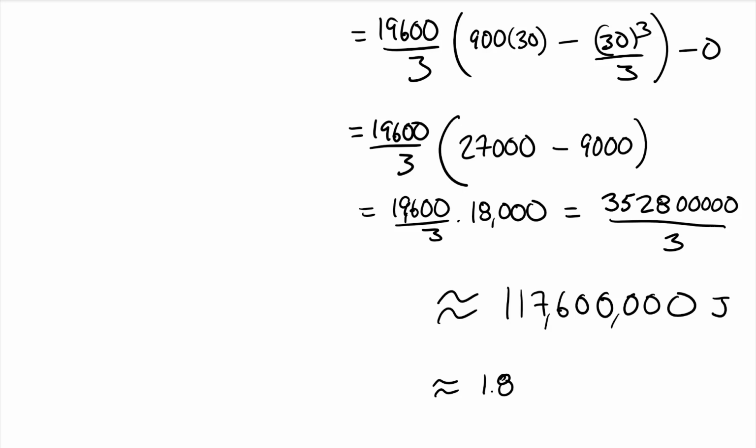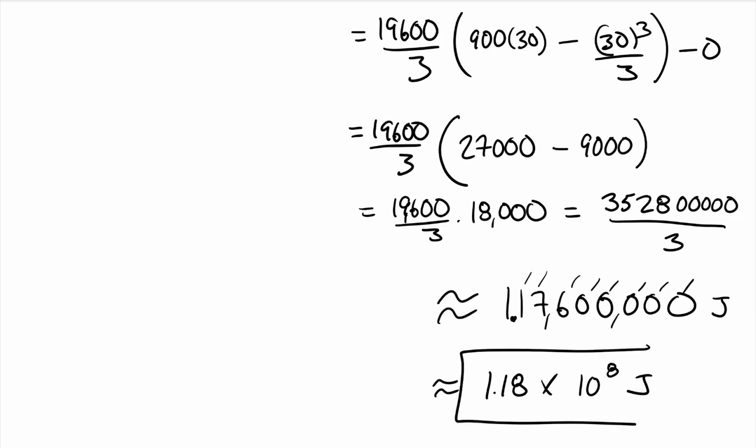Oh, I have my numbers off. 1.18, my bad. I can't read. I need to work on that, you know what I mean? I am a teacher. 1.18. So we're putting the decimal place there, so it's 1, 2, 3, 4, 5, 6, 7, and 8. So times 10 to the 8th joules. And that would be how you'd write it in scientific notation.